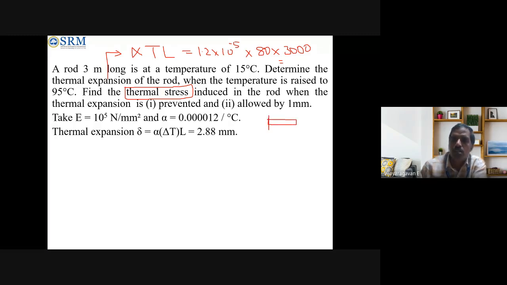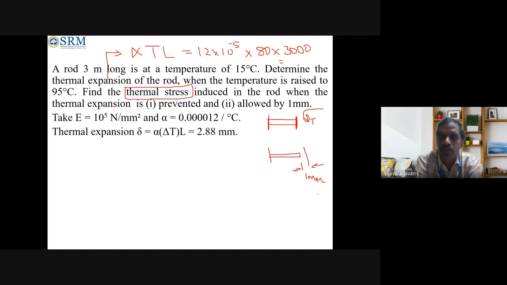So the initial condition is we have a rod. Say if both the ends are fixed, it is not able to expand, so the expansion is prevented. When the expansion is prevented, what will be the thermal stress? That is the first question in the second part. And in the second part, we have this rod and the support is here in such a way that this gap is 1 mm. So it is permitted to expand by 1 mm.